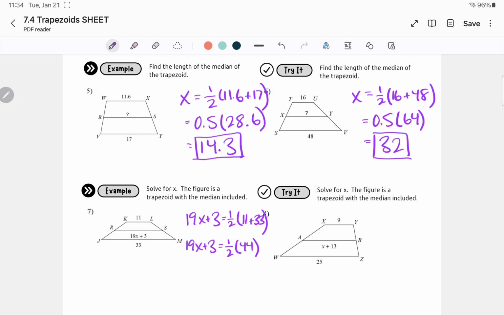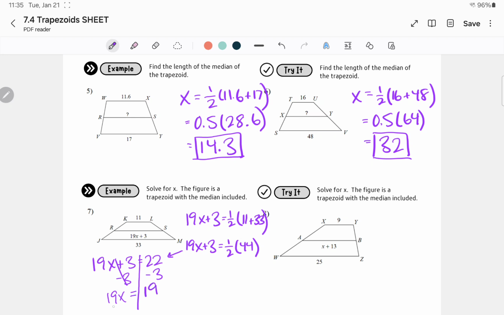And we still want to simplify one more time, right? We did the parentheses first, and now what's 1/2 of 44? That would be 22. I'm going to write it over here. 19x plus 3 is equal to 22. I'll put a little arrow, okay? Now we can go ahead and solve for x. Let's subtract 3 from both sides. We get 19x equals 22 minus 3 is 19.